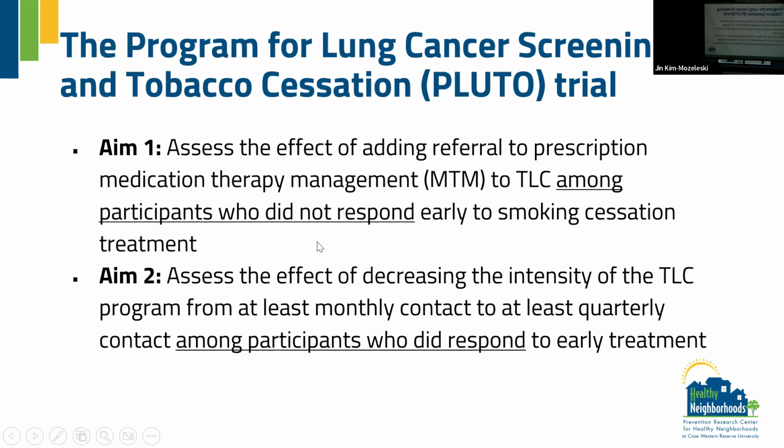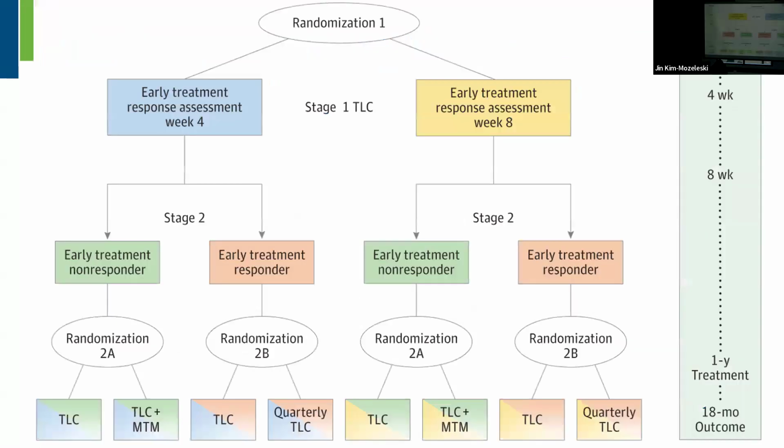So the first aim is about people who were non-responders. And then the second aim is to assess the effect of decreasing the intensity of the TLC program from at least monthly contact to at least quarterly contact among participants who did respond to the treatment. So here they're interested in both what can we do for non-responders and what can we do for responders? Do we actually have to keep continuing this expensive, intensive kind of treatment?